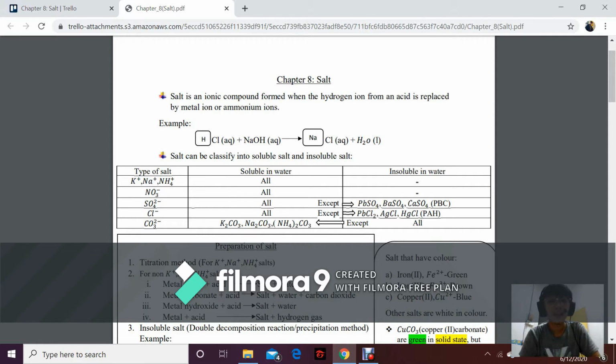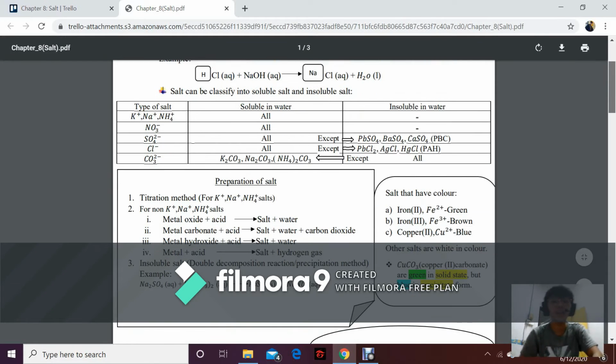So remember, for sulfate, we have PbC. For chloride, we have PAH for insoluble salt. But for carbonate, we have the three salts that are only soluble in water. Other than that, all are insoluble in water. So now you can classify the salt into soluble and insoluble salt.